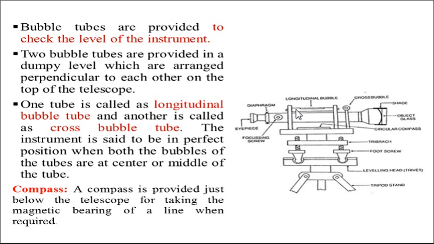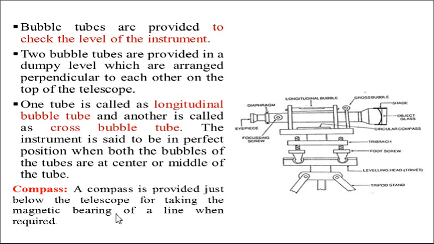So here longitudinal bubble tube is there. So when the bubble is exactly at the center, at the same time in cross bubble tube when the bubble is at its center, then we can say that the instrument is perfectly level.